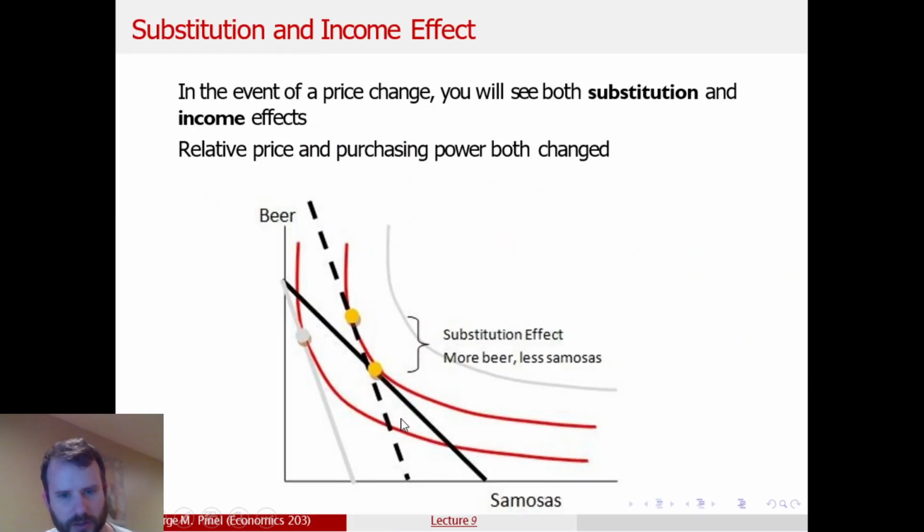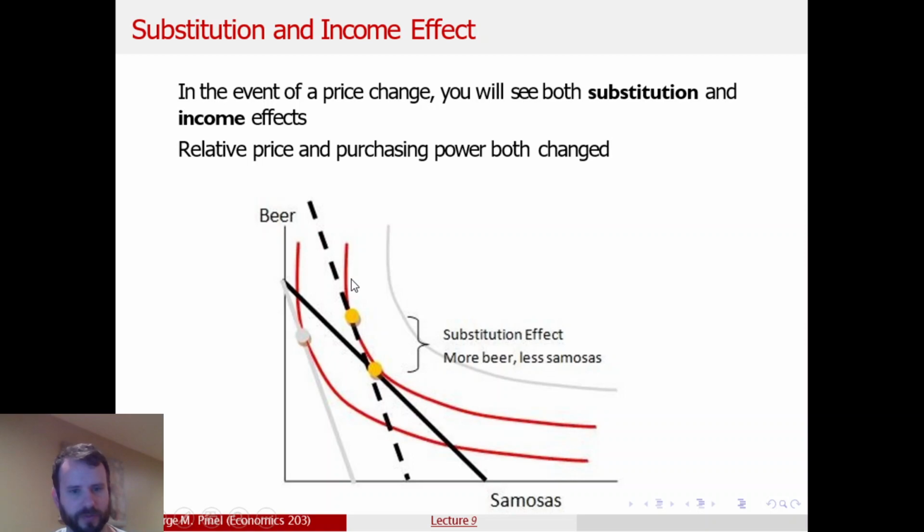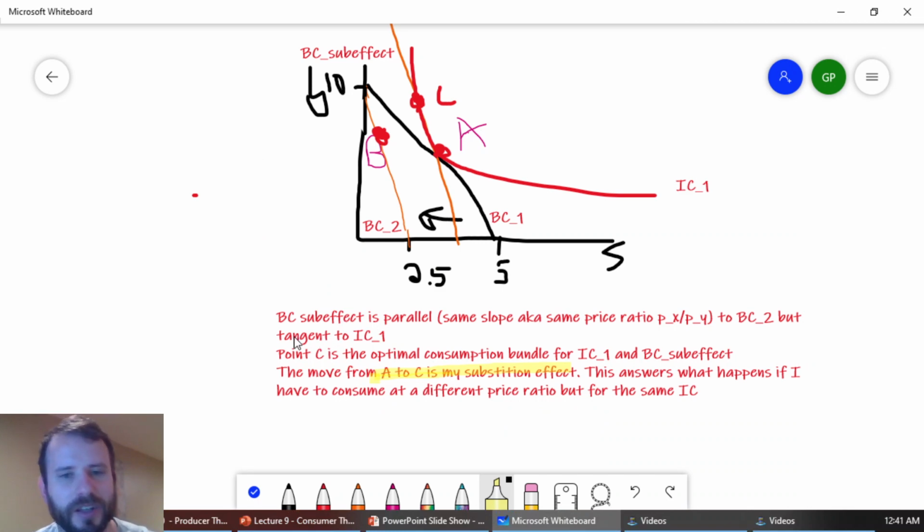Okay. So by virtue of just substitution, I have fewer samosas because they're more expensive, and I have more beer, because it's relatively less expensive. Oh, sorry, I jumped the gun a little bit. Where's my mouse? I want to go back to whiteboard.